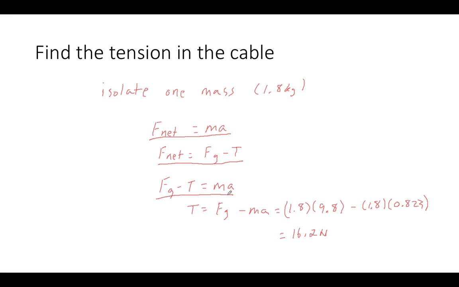You can isolate the mass. You can isolate the 3.8 kilogram mass and try to solve for that as a little bit of practice, and you should find that you get the same tension force. Okay, that concludes the presentation.